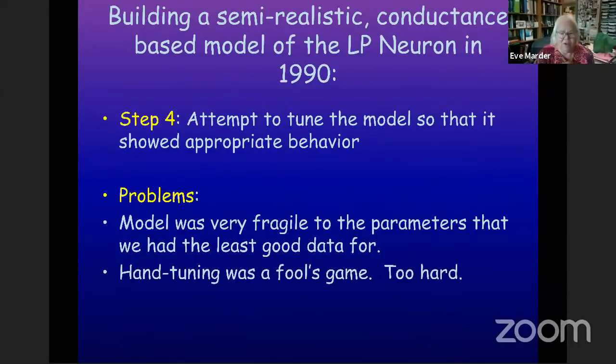And then the final step, of course, was to try and tune the model so it showed appropriate behavior. And this model, like all detailed models, was extremely fragile to the parameters. And it was most fragile to the parameters we had the least good data for. And we learned already in 1990 that hand tuning a complex model was a fool's game. It's just too hard. And so this is one of the things that we no longer do.